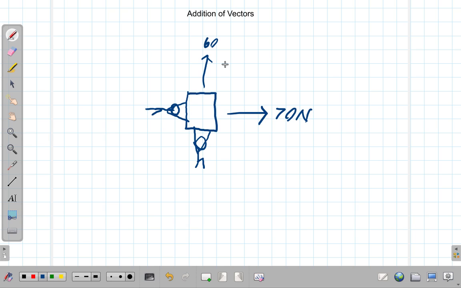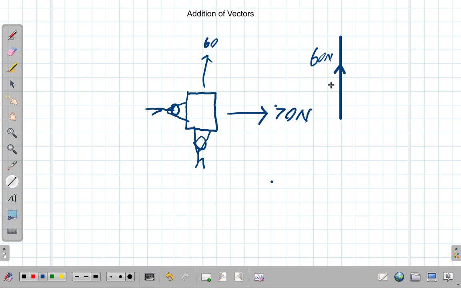Well, you can't just add them directly like how you add numbers. Now this is what you have to do. You take the 60 newtons. Let me transfer it over here. Let me use 1 centimeter to represent 10 units. So that 6 centimeters would be 60. 6 times 10, 60 newtons. Alright? So this is our 60 newtons.